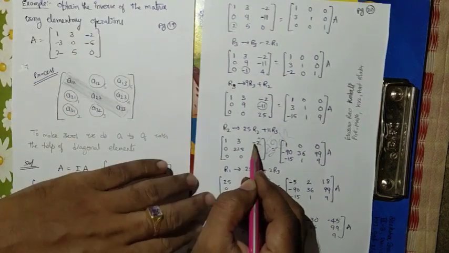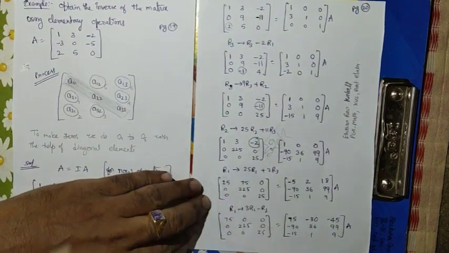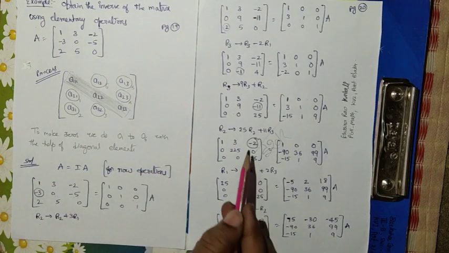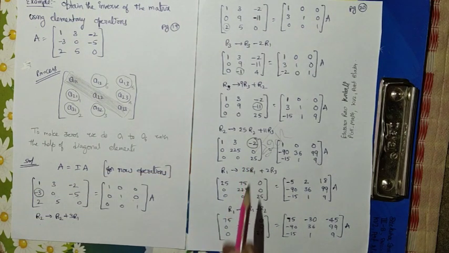Then after that this one is 0. This is operation number 5. What is this? This is operation number 5. How to do operation number 5? Minus 2, and I have to take the help of the diagonal element 25 only.